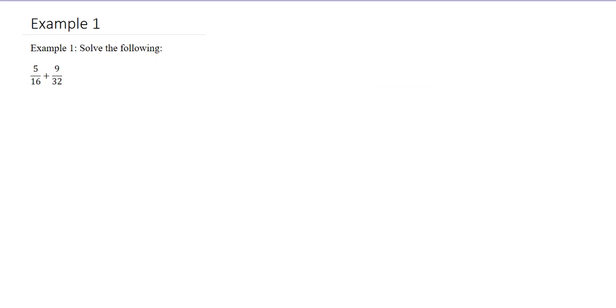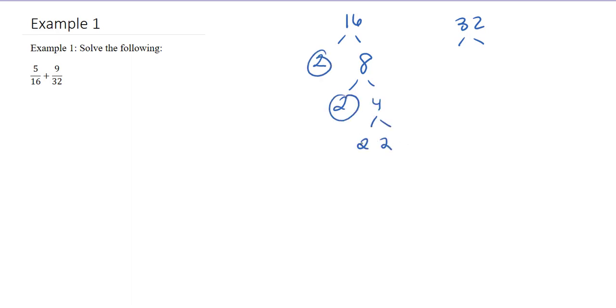We have 5/16 plus 9/32. Let's go ahead and find the prime factorization of each one. I like the factor tree, but you're welcome to do the divisibility ladder, whichever one you like. So I'm going to go with 16 can be broken down into 2 and 8. 8 can be broken down into 2 and 4, 4 is 2 and 2. So it's just 4 2's being multiplied.